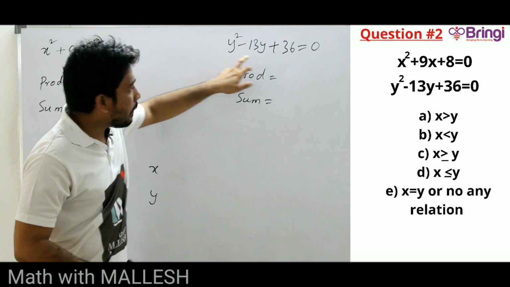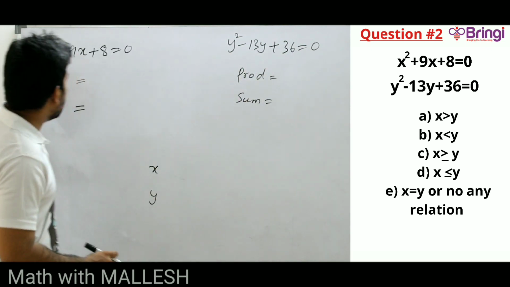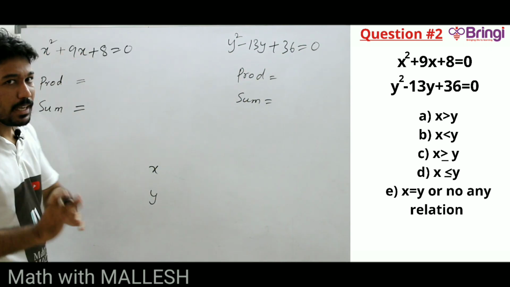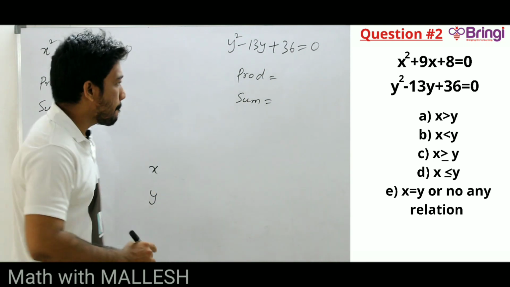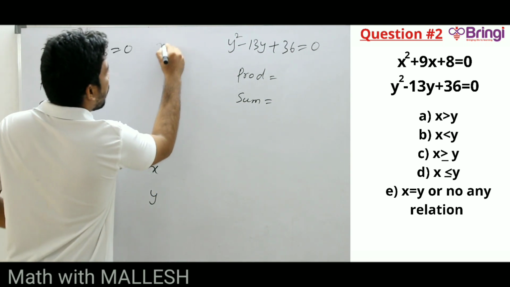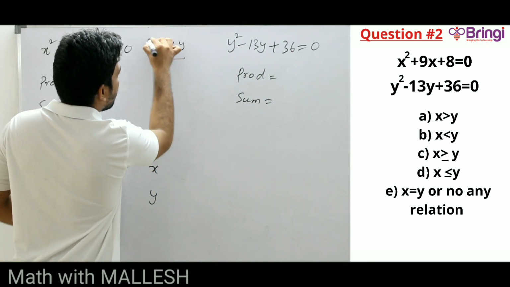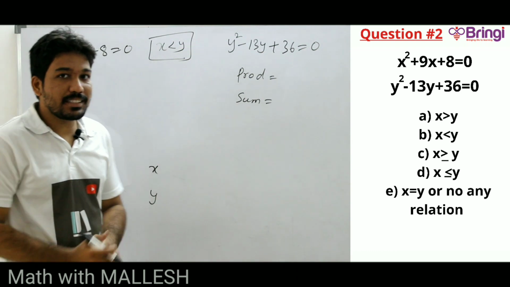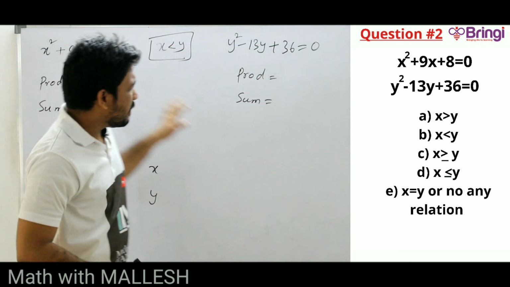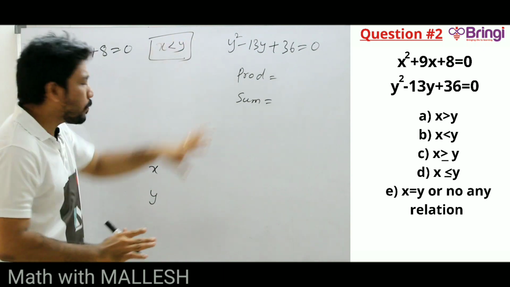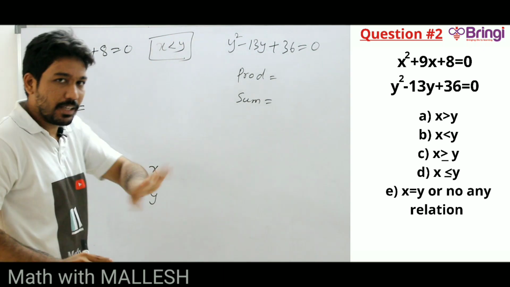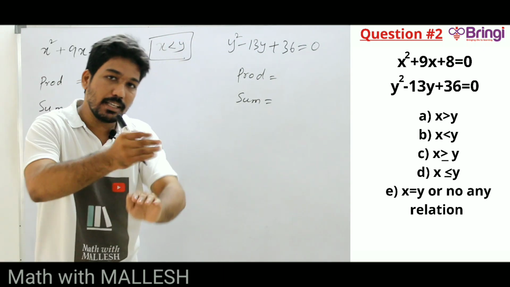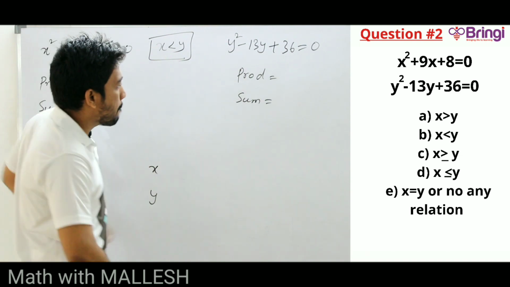Next question. Y square minus 13y plus 36 is equal to 0 and x square plus 9x plus 8 is equal to 0. And this one, answer is x less than y. Y is always greater. Very simple. There is no need to do process also. We can say x less than y. Let me tell you full process and then we will solve shortcut also.